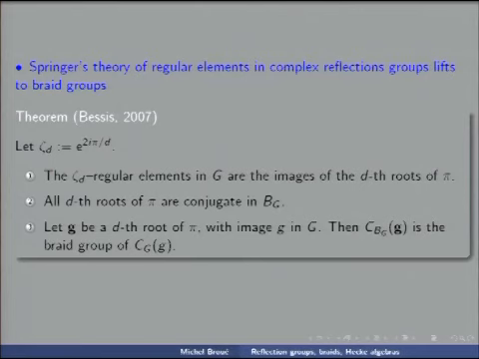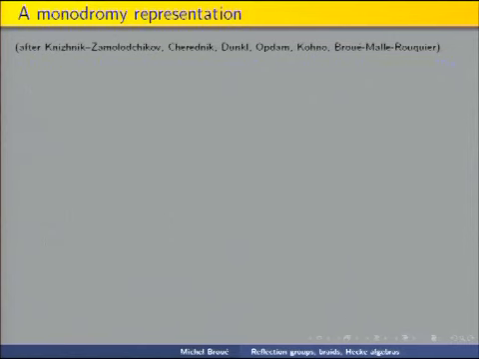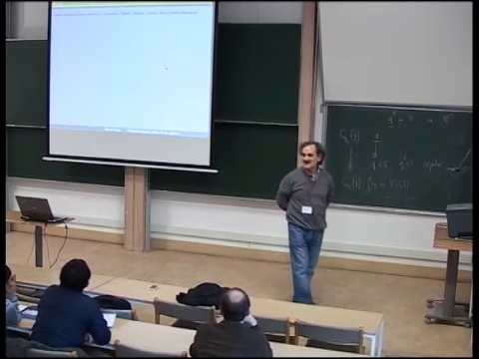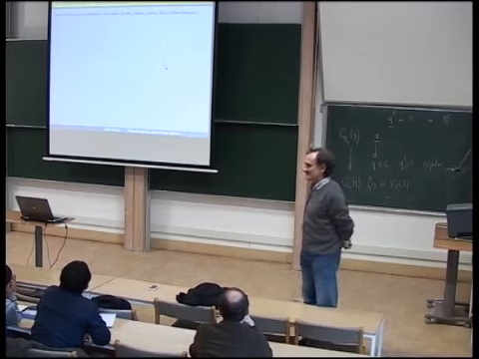And once again, this is in particular this type of group here, which is used and shown to act on the Lusztig variety. And now, since I'm doing that type of things, emphasizing the braid group, let me turn very quickly to this. Cherednik, Dunkl, Opdam, etc., etc. The monodromy representation, which is behind the scene.